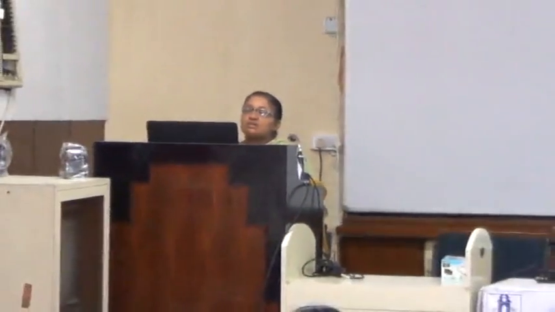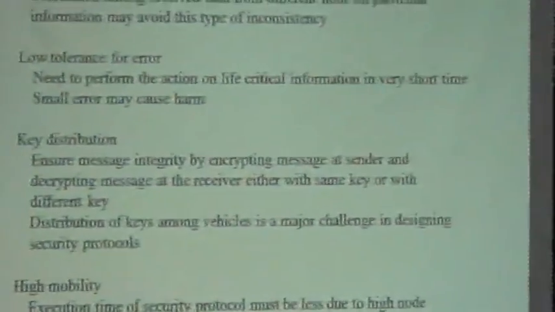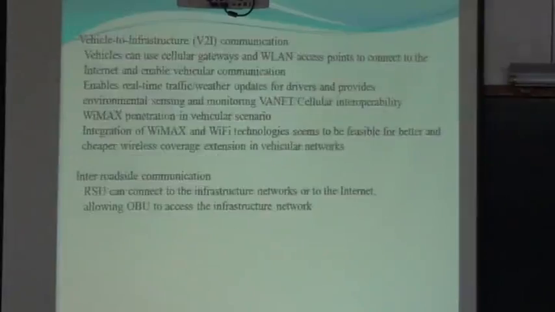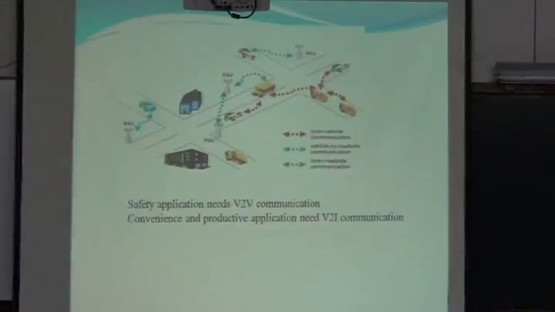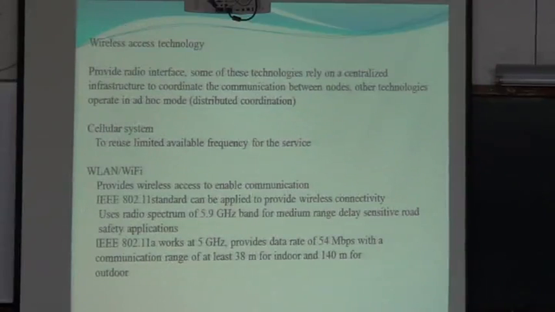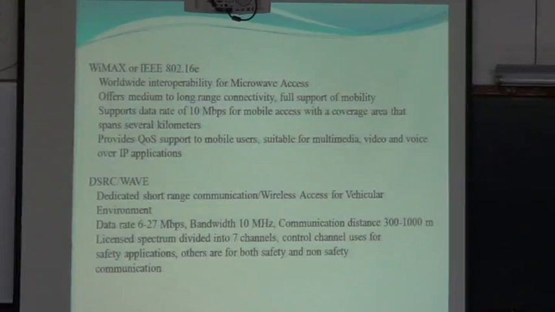Another question: is there any specification for India for direct communication? DSRC is used, and the frequency is what I discussed for DSRC. The bandwidth for DSRC is 10 megahertz. That 10 megahertz bandwidth is divided into 7 channels in case of DSRC. One channel is used for sending control signals.